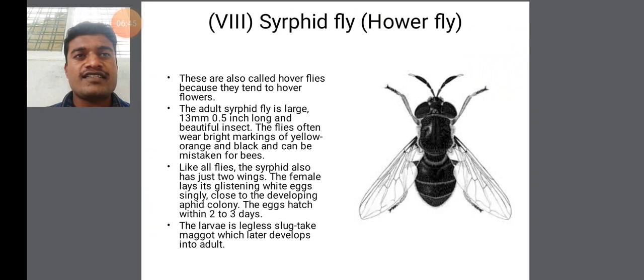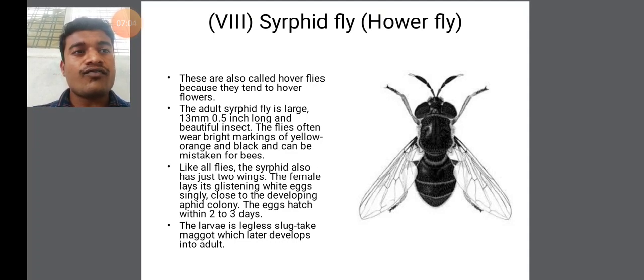The next economically important insect is the syrphid fly. It is also known as hoverfly. Now we will see in detail how the syrphid fly has economic importance in nature. These are known as hoverflies because they tend to hover over flowers, and hence the name. The adult syrphid fly is a large, 13 mm, 0.5 inch long, and beautiful insect. Here you can see at my right side the hoverfly shown in the picture.